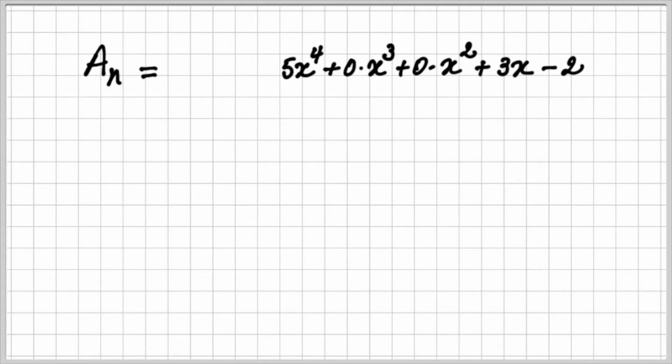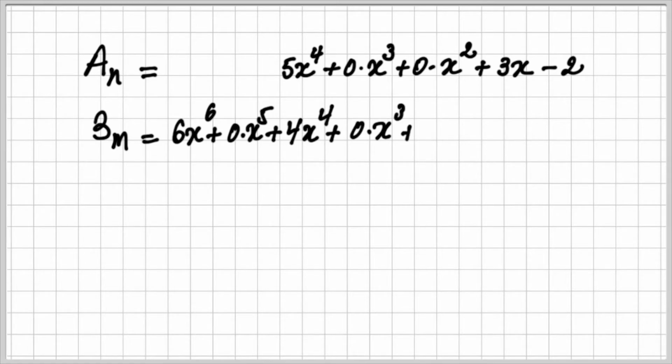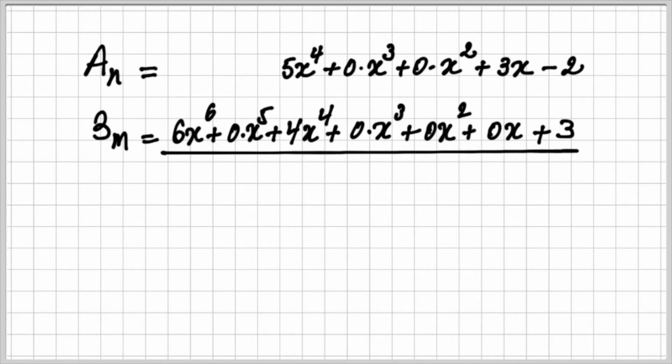I can also leave those terms out, but I leave the space because it will be easier to put everything together to do the addition. Under this first polynomial, I write the second polynomial, and I align the terms with the respective orders. I start with 6x to the power 6 plus 0x to the power 5, and then the next term is under 5x to the power 4 of the first polynomial. I put there 4x to the power 4.